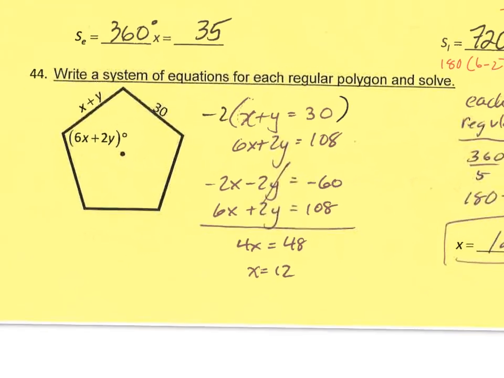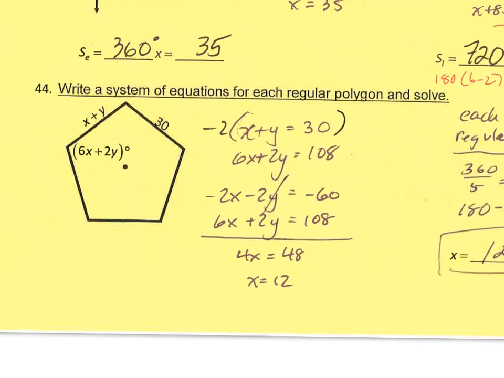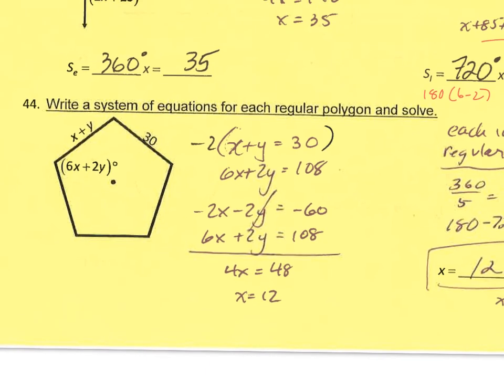The last one here, 44, it gives you a pentagon, and this is a regular pentagon. So you got all the sides are equal. So one of the 2 equations you need is x plus y equals 30. So therefore, that's an easy one, right? The other equation is a little bit trickier. A lot of you are probably looking at, where did you get 108? Well, we talked about each interior of a regular pentagon.